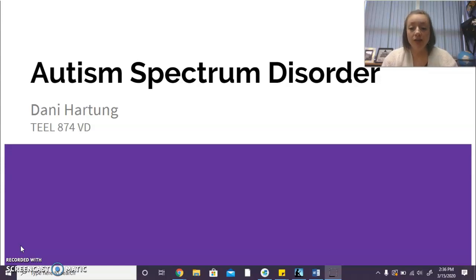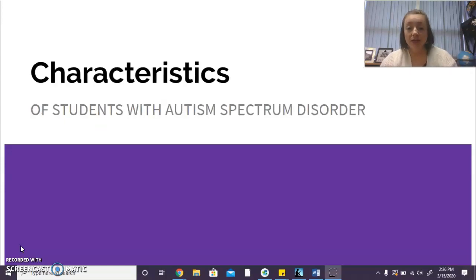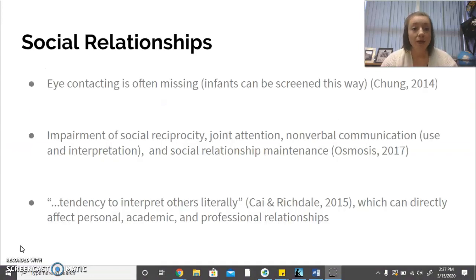So we'll just dive right into the first part of this presentation, which is characteristics of students with autism spectrum disorder. While the theme of this presentation will be diversity and equity among students who don't all display the same generalized characteristics, it's important for us as teachers to anticipate general needs or likely needs for students who do fall on this spectrum. So the first thing that we'll look at is social relationships.